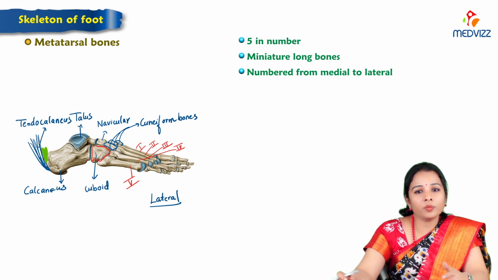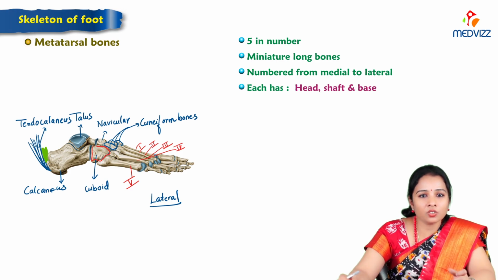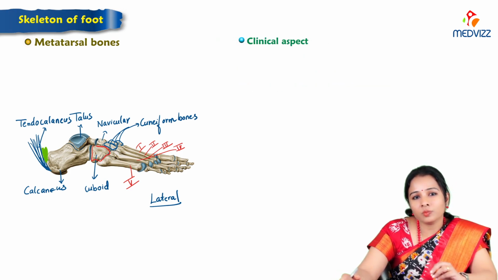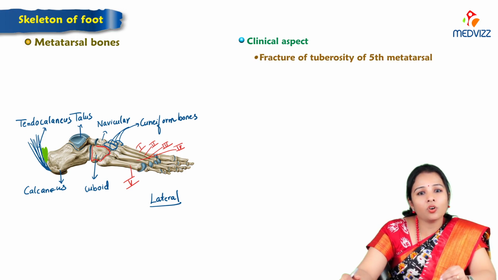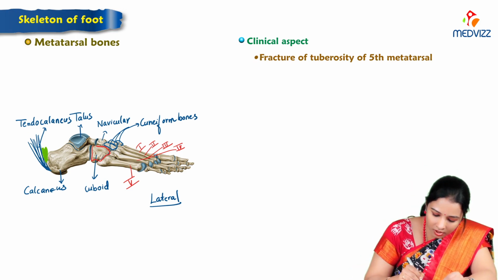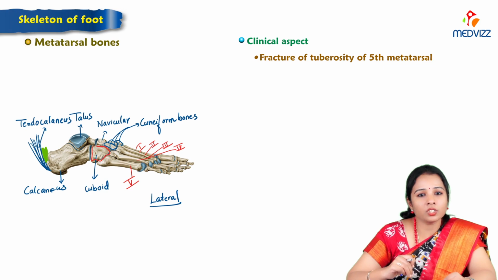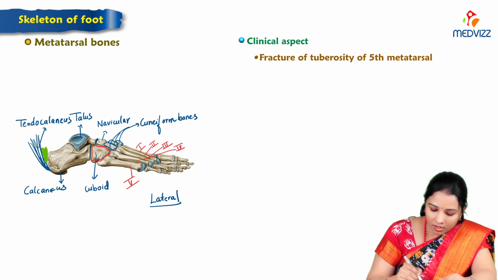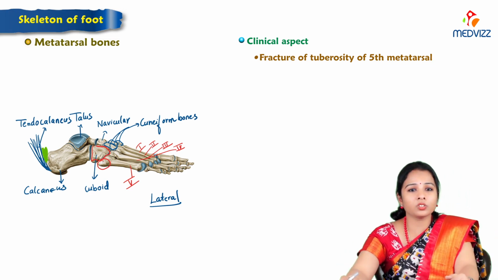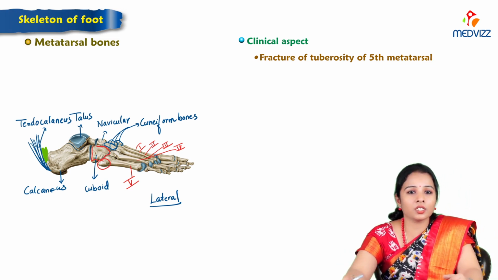So they are numbered from medial to lateral, and each metatarsal, if we see, it has got a head, shaft and a base. Clinical aspect of these metatarsals: fracture of the tuberosity, that is the styloid process, of the 5th metatarsal. So here is the tuberosity, which is present at the lower end. This projection is called as the styloid process or tuberosity of the 5th metatarsal bone.